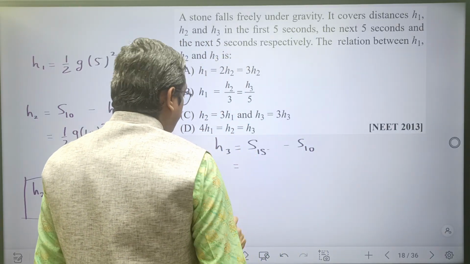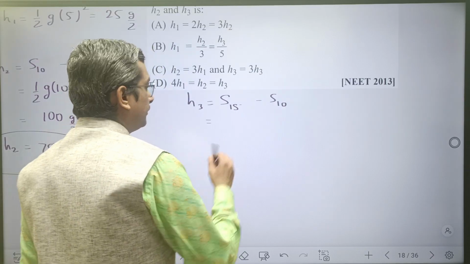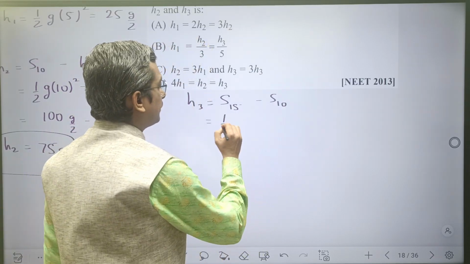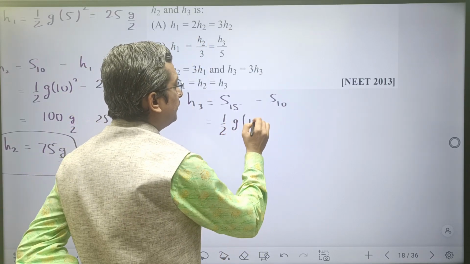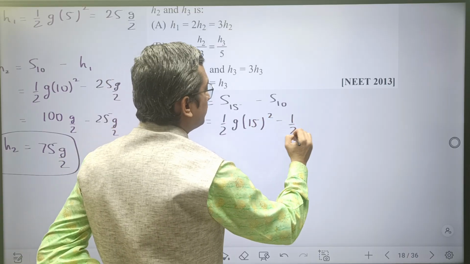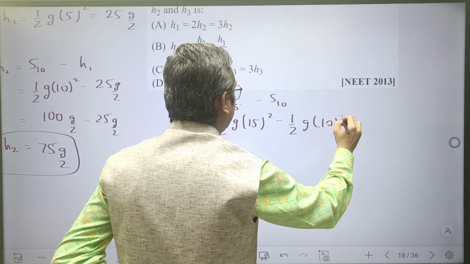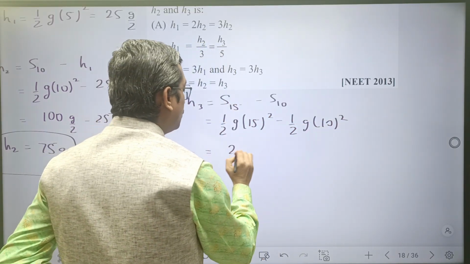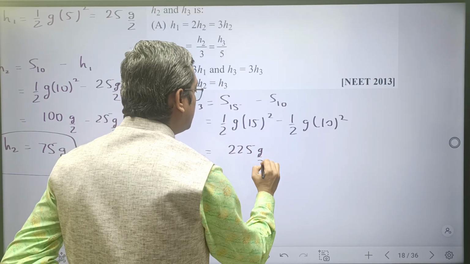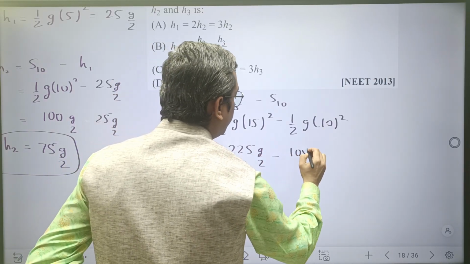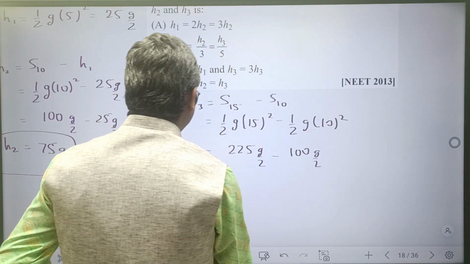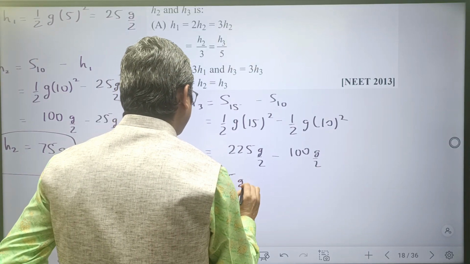So this will be given by, again, ut plus half at square. So this is half g 15 square minus half g 10 square. So this will be 225 g by 2 minus 100 g by 2. So this is 125 g by 2.